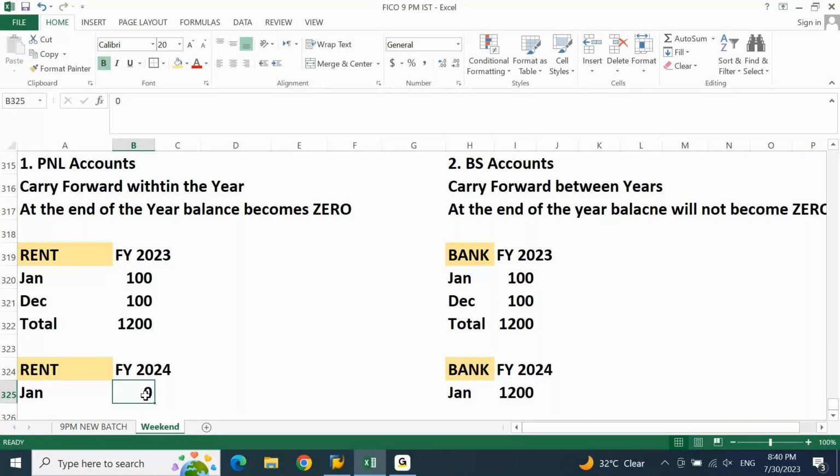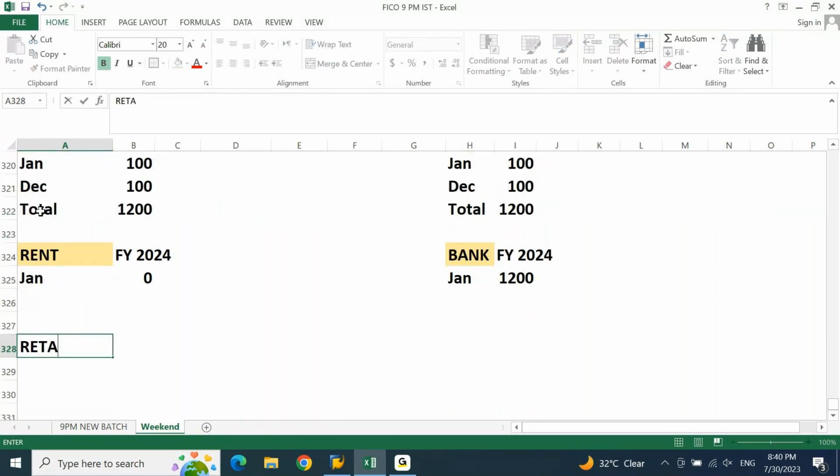But on the other side, when I come to balance sheet account, here carry forward between the years. January I will tell 100. Likewise, December I will tell 1200. Once I say that my December total value is 1200, when I go to next year, January I will tell my balance is 1200, because balance sheet account will not become 0 at the end of the year, but your P&L account will become 0. Why is your P&L account becoming 0? There is something called retained earnings account.